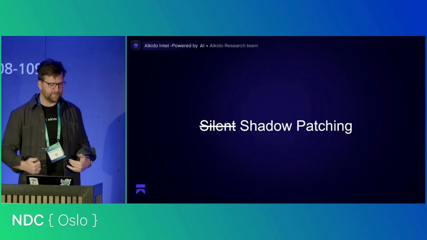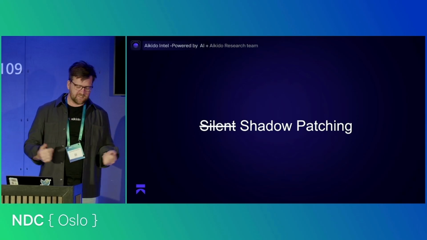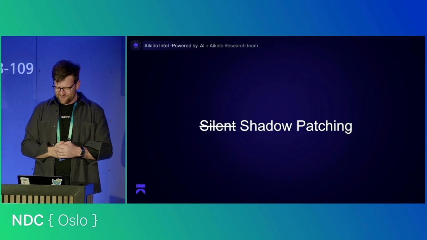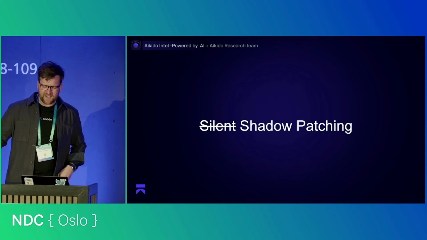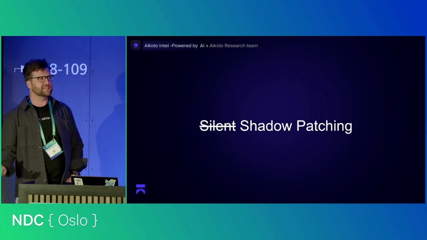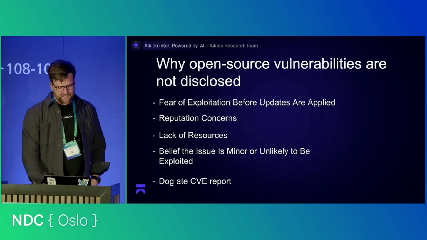Officially, it's called silent patching. I'm trying to rebrand it to shadow patching because I think it sounds cooler, and then more attention gets onto it. But we'll see if it catches on. But shadow patching is essentially I'm going to fix a security vulnerability in my open source project, and I'm not going to tell anyone. And that's typically why it happens.